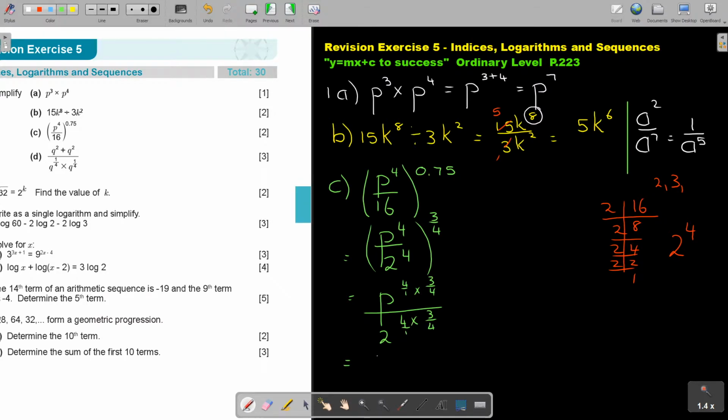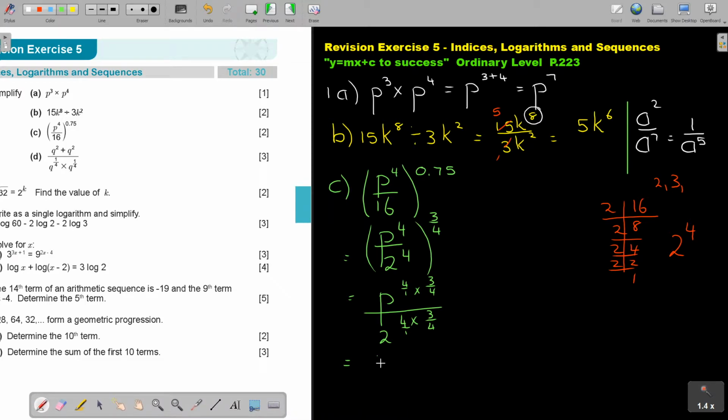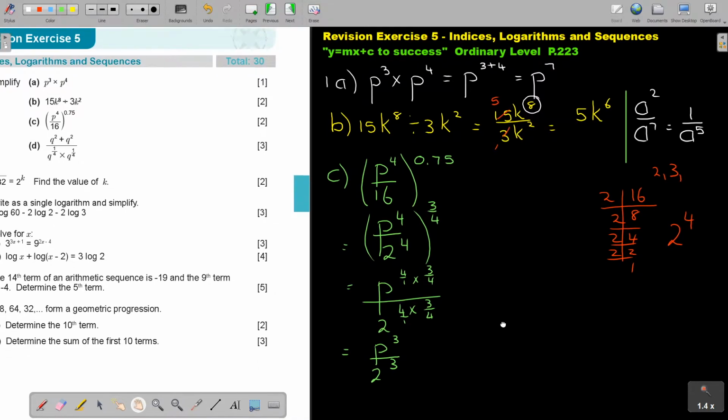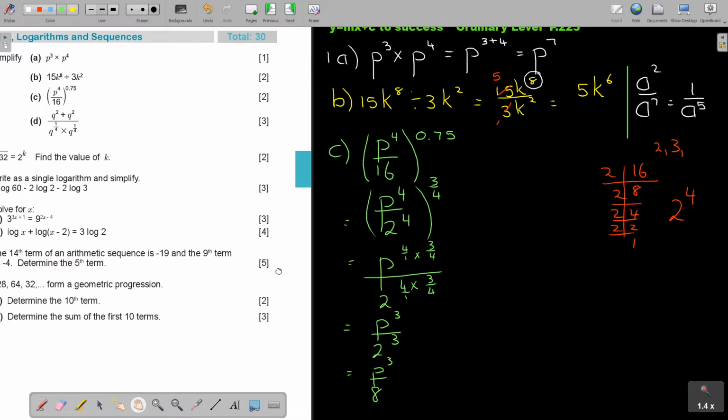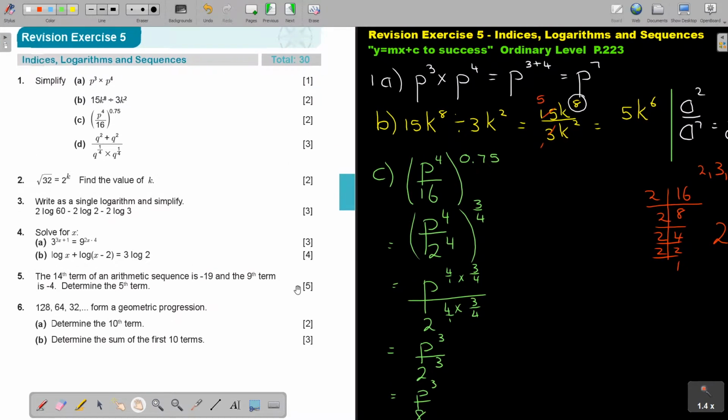I'm saying p^4 over 1 times 3/4 over 2^4, times 3/4. And that is going to give me an answer of p, and the 4's cancel out, so p to the power of 3, and 2, the 4's cancel out, 2 to the power of 3, can you see that? And my final answer is going to be p to the power of 3, and 2 times 2 times 2 is just going to be 8. That's going to be my final answer. Okay, let's move on. Okay, that was number C.